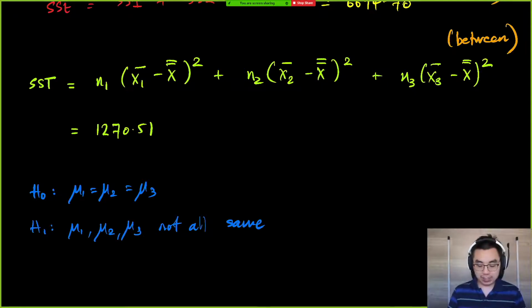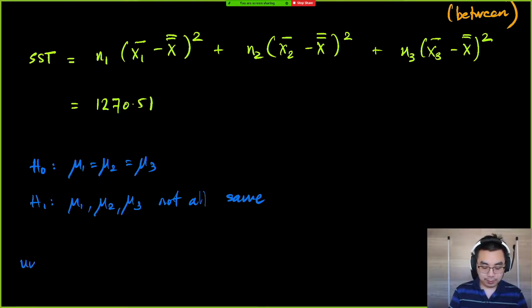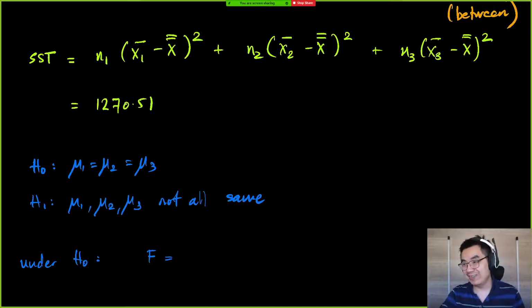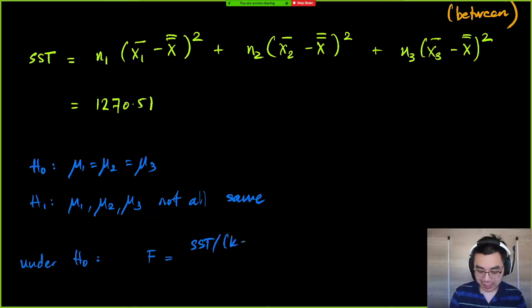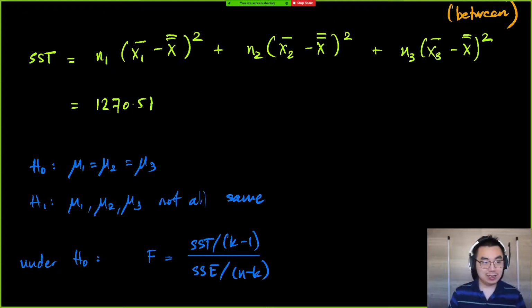All right, so under the null, the F test statistic is equal to, I don't remember this, so I need to look it up, SST divided by K minus 1 over SSE over N minus K. K here is equal to 3.